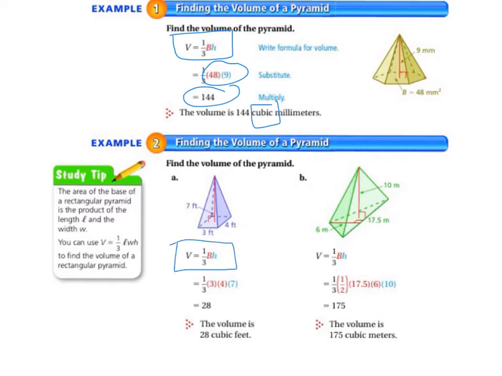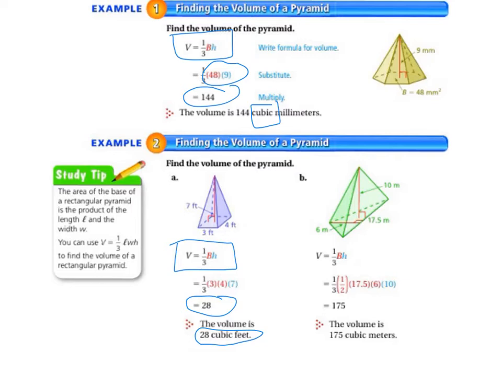Volume equals 1/3 capital B times height. And so we just fill in our numbers. 1/3, 3 times 4 times 7. So when we multiply that out, we get 28. So the volume is 28 cubic feet. So let's look at B.